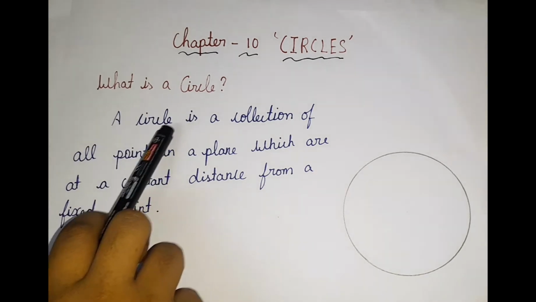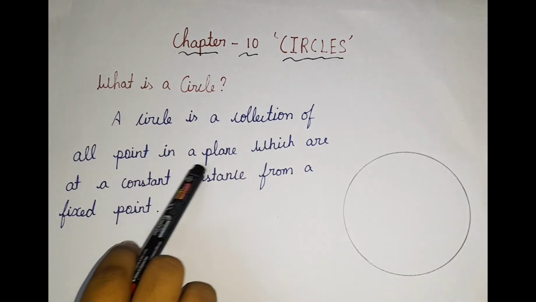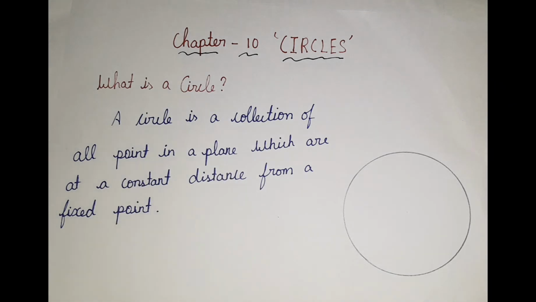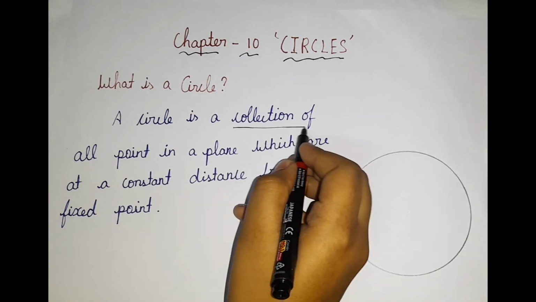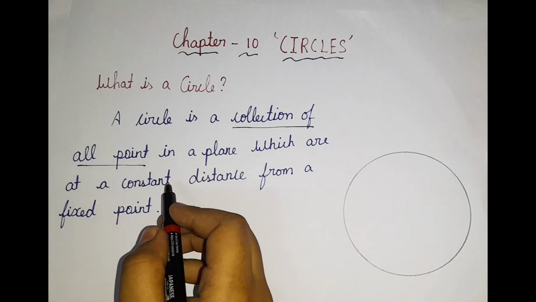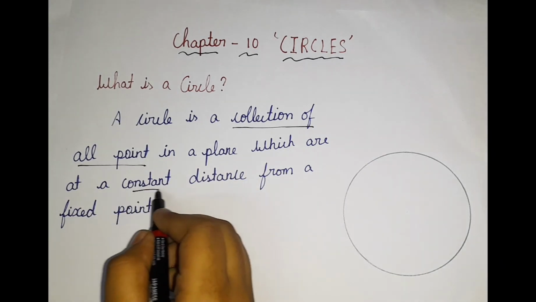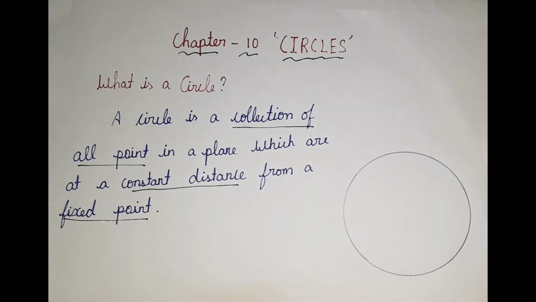So first of all, let's get into the definition of a circle. What is a circle? A circle is a collection of all points in a plane. Here the main words are the keywords. If you use these words, you can score a mark. If they ask what a circle is, it is a collection of all points which are at a constant distance, this is important, from a fixed point. For whatever marks they mention, if you write the definition of a circle using collection of all points, constant distance and fixed point, you can score it. These are all the keywords.